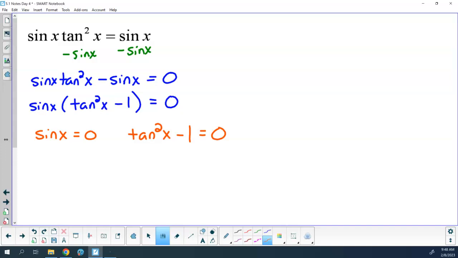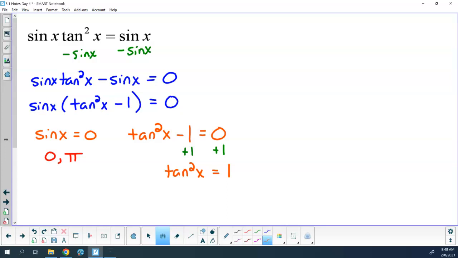First lap unit circle, where is sine equal to 0? 0 and pi. Tangent squared of x minus 1. I can add 1 to both sides. What can I do with tangent squared of x equals 1?